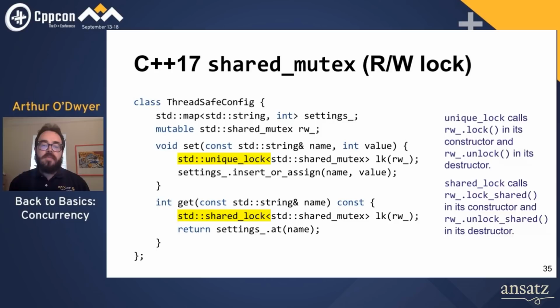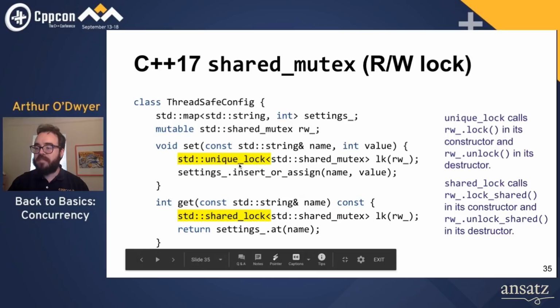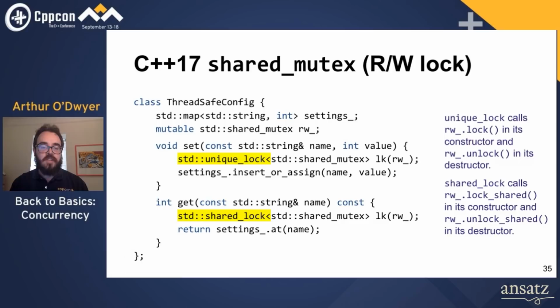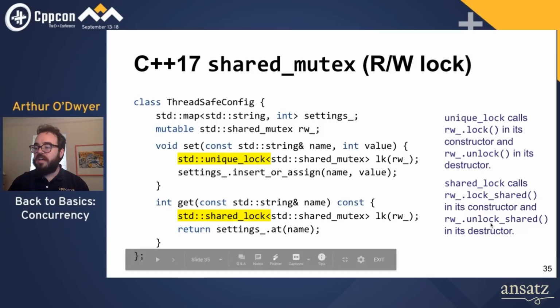C++17 adds a reader-writer lock that someone asked about in the questions. A reader-writer lock is known in C++ as a shared_mutex because there are two kinds of ways that you can lock it. You can call just regular lock and unlock, which are called by unique_lock. This gives you an exclusive lock, what we would call a writer lock, on the reader-writer lock. However, it also has functions called lock_shared and unlock_shared. And these are your read lock functions.